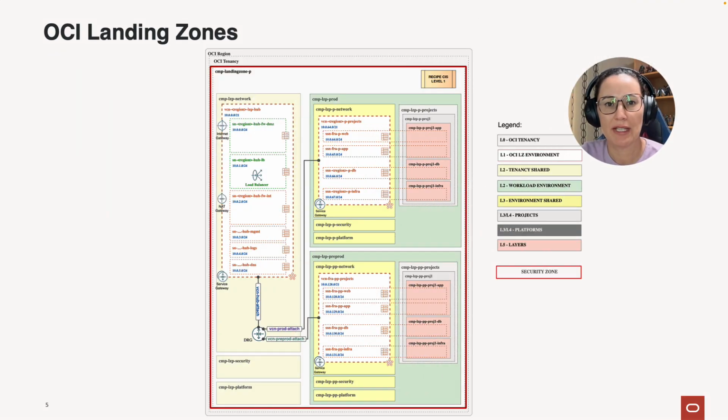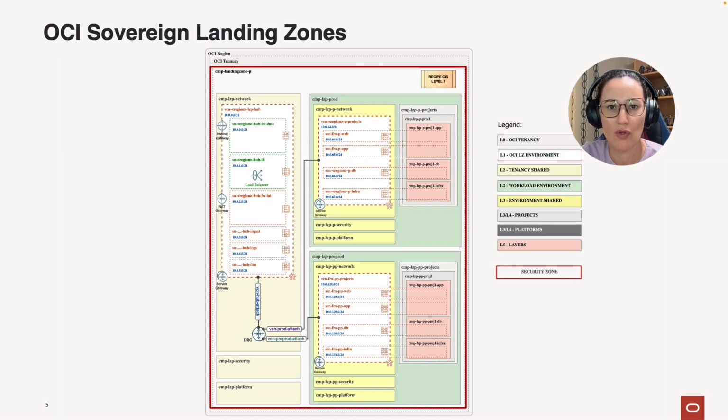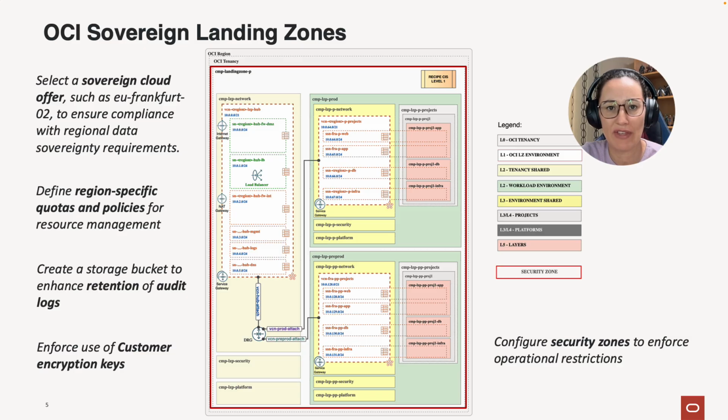This diagram represents one of our OCI landing zone blueprints, the 1OA landing zone. Many customers need to comply with local regulations or specific organizational policies. To address this, we have extended our OCI landing zone blueprints by incorporating additional configurations based on sovereign principles. So what exactly is a sovereign landing zone? It's a tailored OCI landing zone designed to meet specific data sovereignty, compliance, and security requirements as mandated by governments, regulations, or organizational policies.